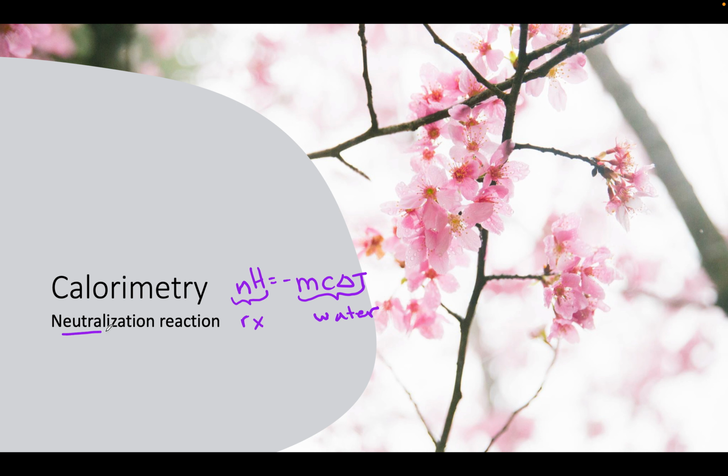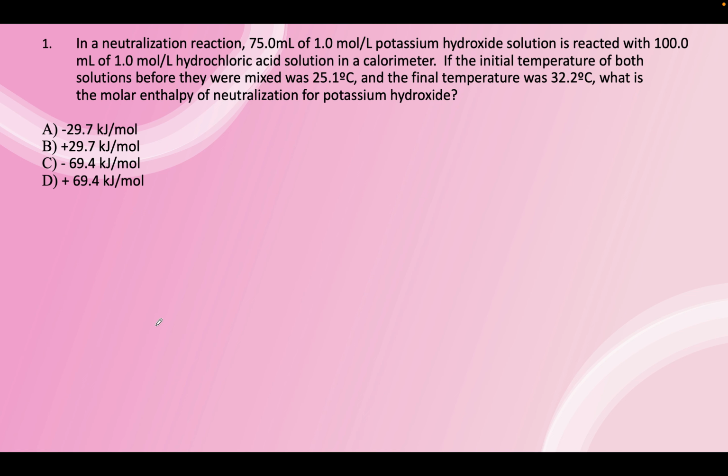And that's why we're going to, in particular, look at a neutralization reaction, when we have to imply what's making the water. So with this example, we see that it is a neutralization reaction. It gives us some information about the potassium hydroxide, and it's reacted with hydrochloric acid. So we know it's a neutralization reaction, and with a neutralization reaction, when you mix an acid and a base together, you are going to make salt and water. And that's what's going to matter here, is that water.